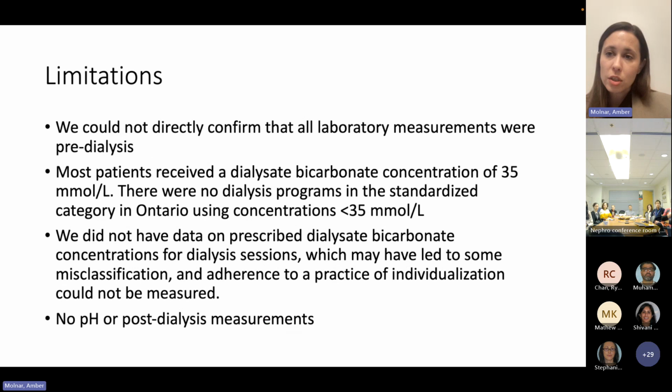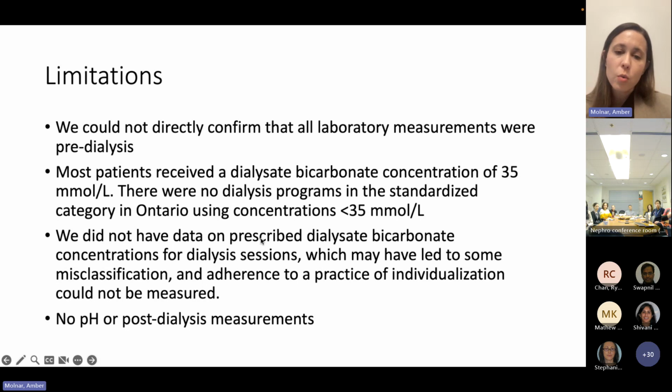There are some limitations to our study. So firstly, we could not directly confirm that all the lab data were actually pre-dialysis, but we limited it to outpatient measures. So we feel pretty confident that almost all of these measures would have been drawn pre-dialysis. Unfortunately, we did not have any patients in a standardized category that received a concentration less than 35 millimoles per liter, so we could not look at this exposure category.